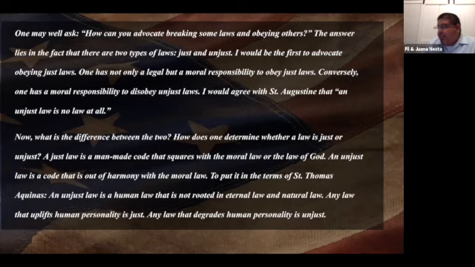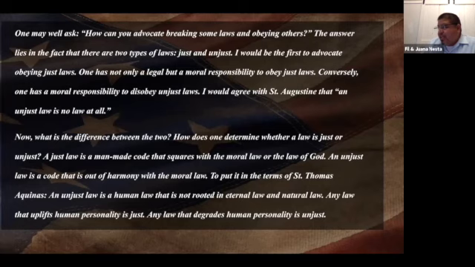How does one determine whether a law is just or unjust? A just law is a man-made code that squares with the moral law or the law of God. And an unjust law is a code that is out of harmony with the moral law. To put it in terms of St. Thomas Aquinas, an unjust law is a human law that is not rooted in the eternal law or natural law. Any law that uplifts human personality is just.